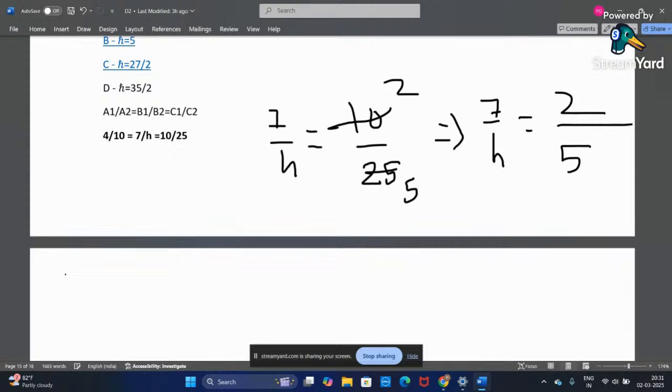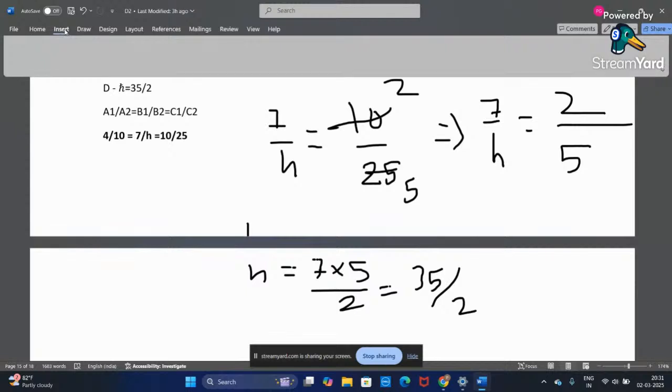What you have to do? H equals, just send this H to this side. So it will be 7 into 5 divided by 2. That means 35 by 2. This is your H answer.